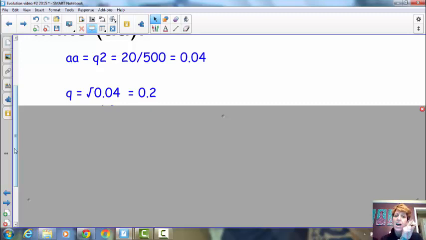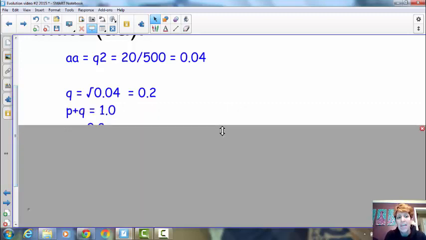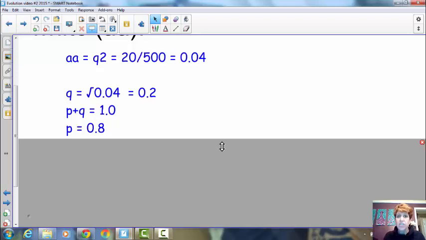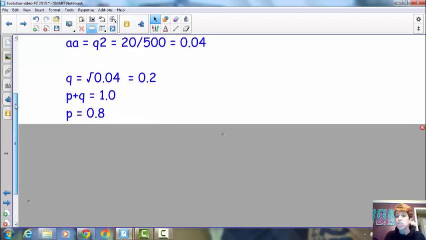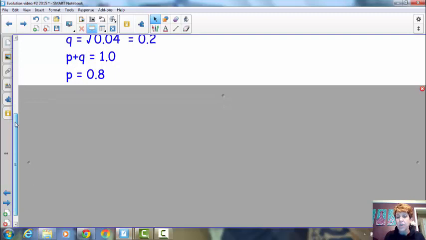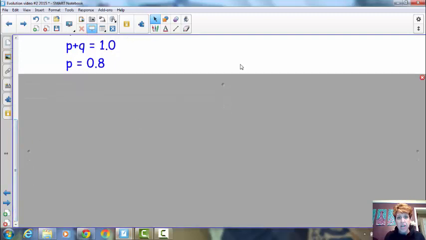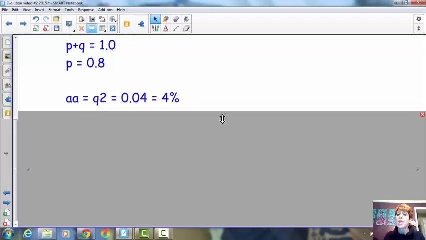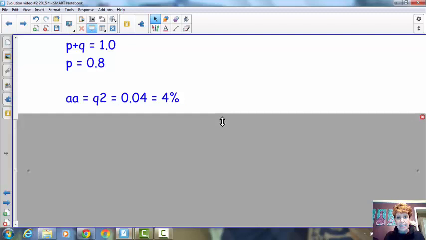Well, the frequency of Q plus the frequency of P should add up to 1.0. So I can right away figure out what P is. P must be 0.8. So if P is 0.8 and Q is 0.2, that adds up to 100% of my alleles. Now, those were just the allele frequencies. I can also calculate the genotype frequencies. So Q squared is what I began with. Q squared was equal to 0.04. If I want that as a percent, 4% of the population is that recessive white.